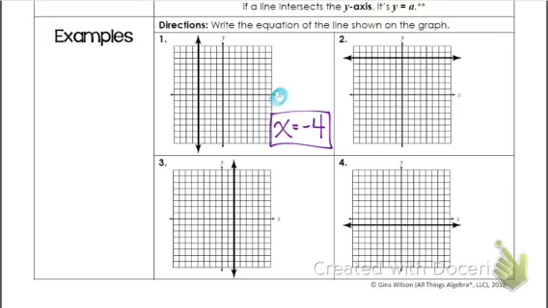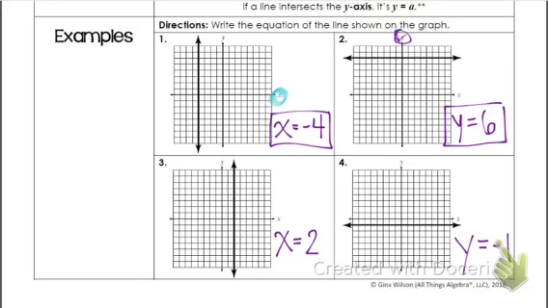Which axis is it crossing? It's crossing the y-axis. So our equation will start with y equals. Where does it cross? Count it out. 1, 2, 3, 4, 5, 6. So our equation is y equals 6. Okay, number 3, which axis is it crossing? X. So x equals, and then where does it cross? Count it out. +2. Okay, number 4, which axis is it crossing? Y-axis. So it's y equals, and where does it cross? -1. Okay, pretty simple, right?